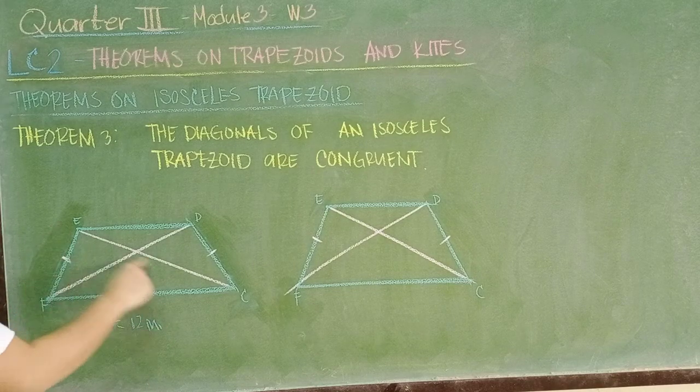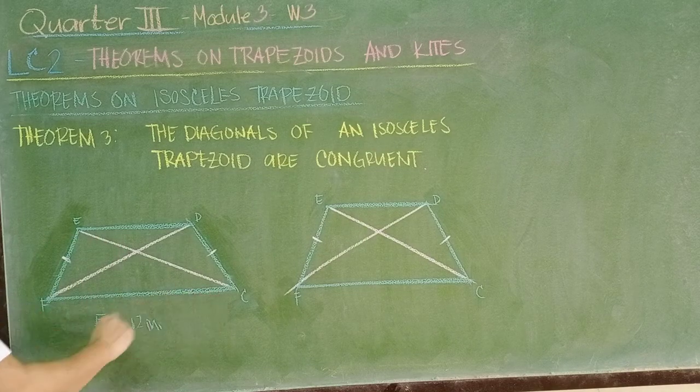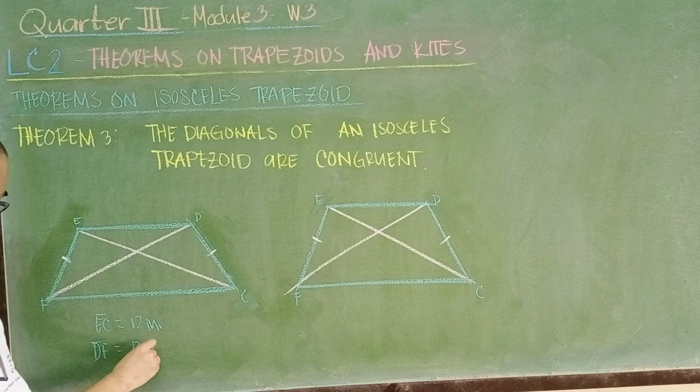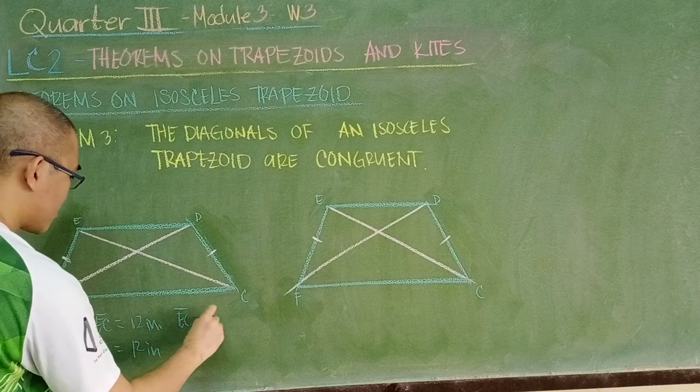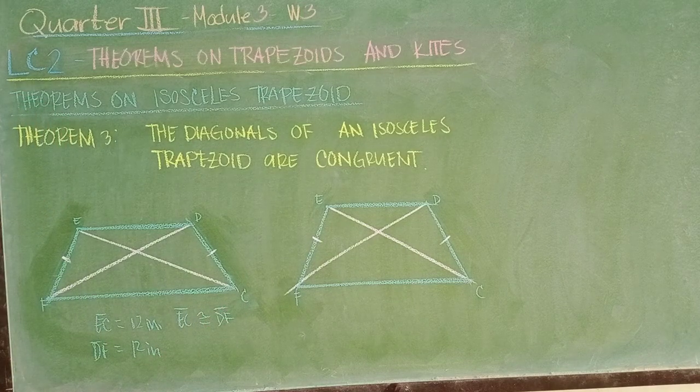So, alam natin na yung EC and DF are congruent. So, kung yung EC natin is 12 inches, yung DF natin is also 12 inches kasi equal sila. EC is congruent to line o diagonal DF. So, parehas lang yung sukat nila. So, kung 12 inches yung EC, 12 inches din yung DF. By definition ng theorem number 2, the diagonals of an isosceles trapezoid are congruent.